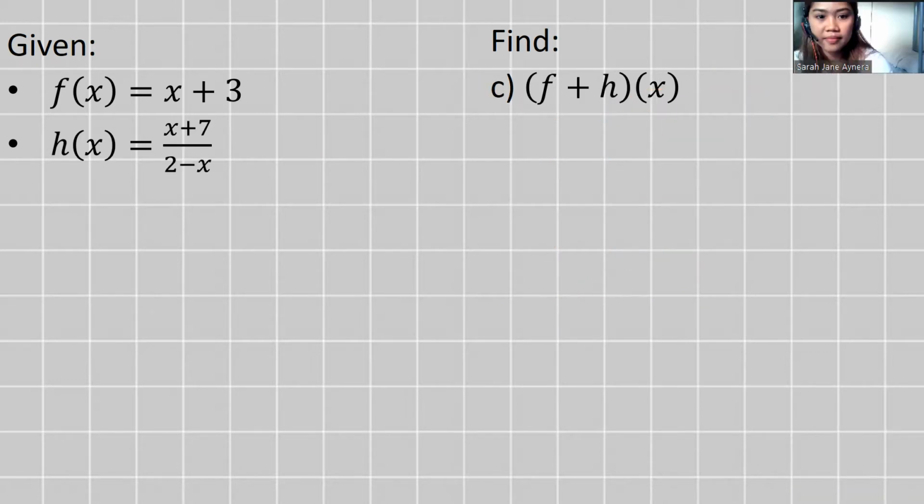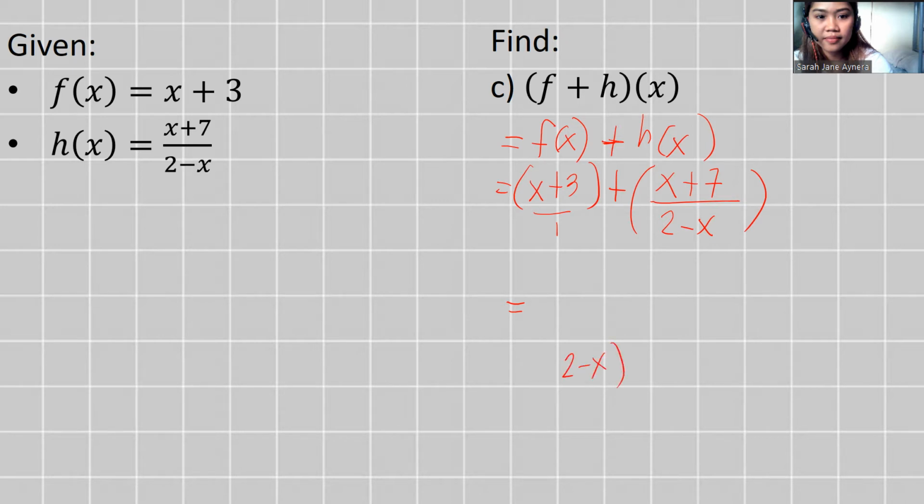Example C, f plus h of x is equal to, by definition, f of x plus h of x. Substitute f of x, that is x plus 3, plus substitute h of x, that is x plus 7 over 2 minus x. So as you can see, this is in fractional form. So you are going to find the LCD. The LCD of x plus 3 is 1, so we can multiply 1 times 2 minus x. So the LCD is 2 minus x.